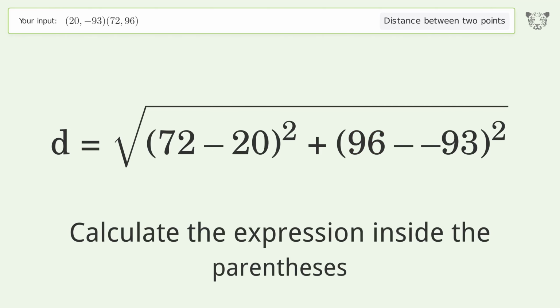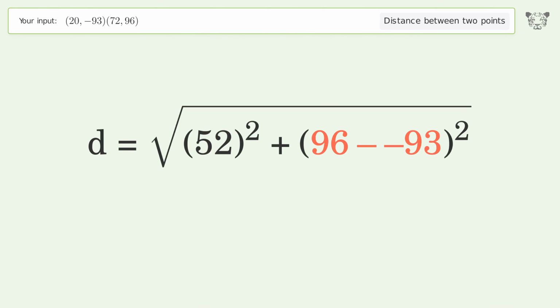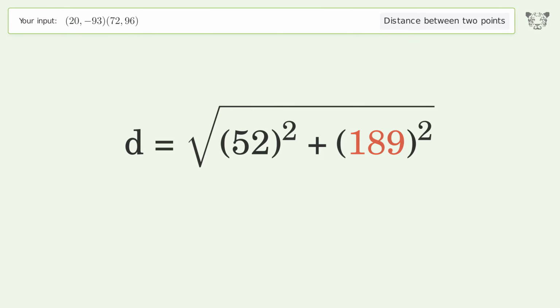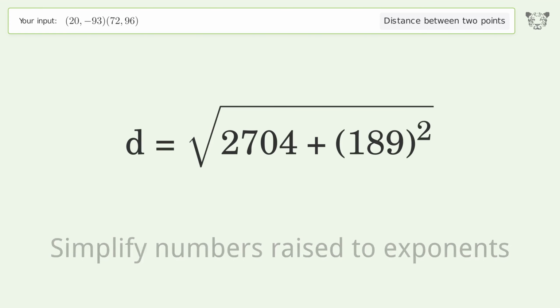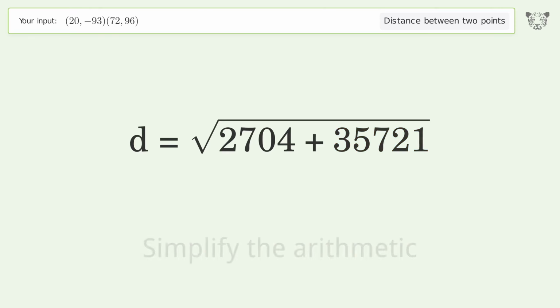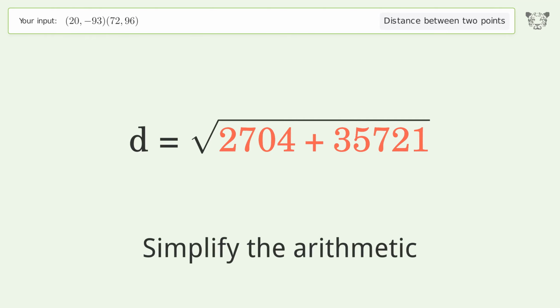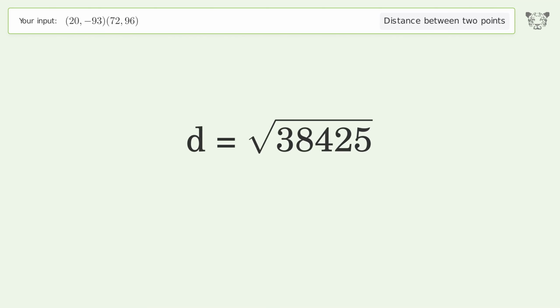Calculate the expression inside the parentheses. Simplify numbers raised to exponents. Simplify the arithmetic. And so the distance between the 2 points is the square root of 38,425 or 196.023.